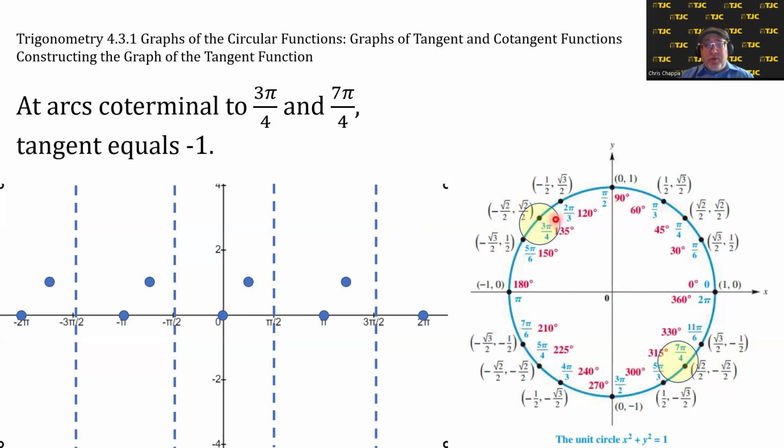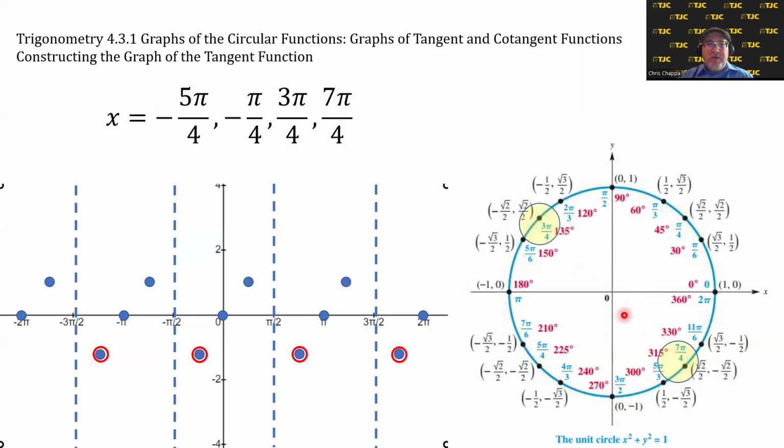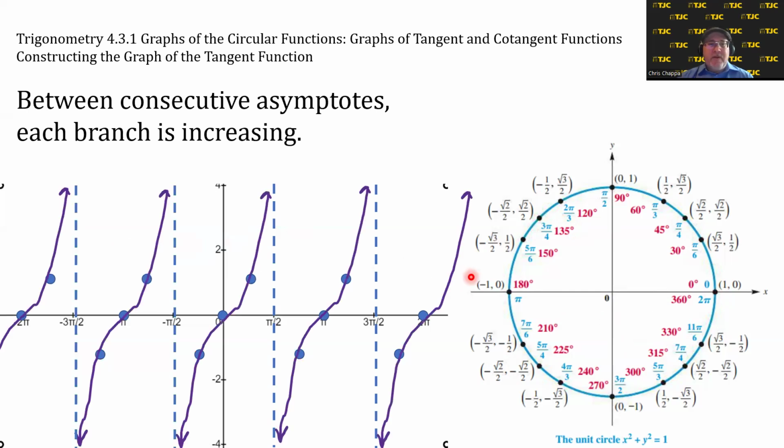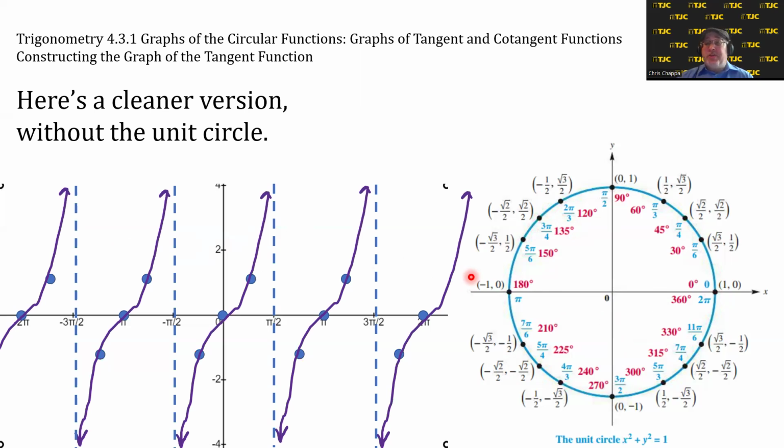At arcs coterminal to 3 pi over 4 and 7 pi over 4, tangent equals negative 1 because the first and second coordinates are opposites. So negative 5 pi over 4, negative pi over 4, 3 pi over 4, 7 pi over 4, all the arcs that terminate at the highlighted points on the unit circle. Between consecutive asymptotes, and I seem to be missing a couple of asymptotes here, each branch is increasing. So we connect the dots and it looks like that. And here's a cleaner version without the unit circle.